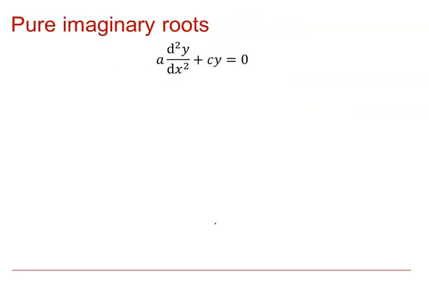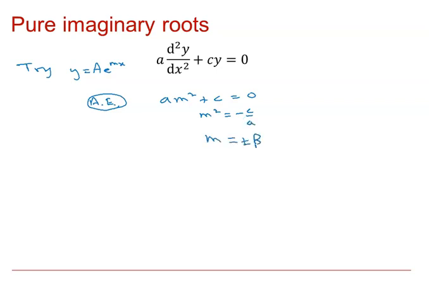So here we've got a d2y by dx squared plus cy equals 0, and we could try y equals a e to the mx. If we differentiated that twice and subbed everything into the differential equation, we'd end up with our auxiliary equation, which would be a m squared plus c equals 0. And if we rearrange this, we get m squared is minus c over a, and we can see that we're going to get m equals plus or minus beta i.